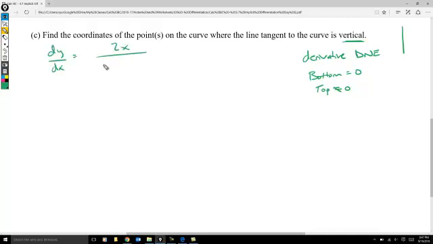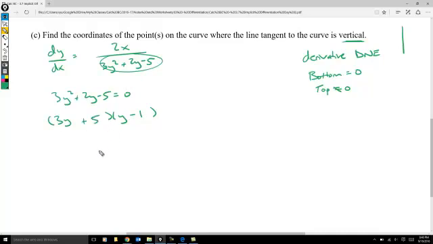Alright, so remember my derivative was a fraction, if you already forgot what it is. It's 2x over 3y squared plus 2y minus 5. Okay, basically I need the bottom to be 0. So let's set my denominator to be 0. Alright, I can factor this. So I got 3y and y, let's see, probably minus 1 plus 5. Okay, so if I solve, I get that y equals 1 and -5/3.